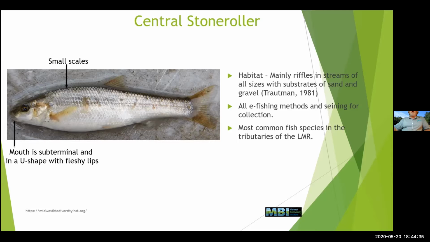We collect these. You can collect them at all sizes of streams with these type of riffles with gravel and sand, and you can collect them with the seine. We use electrofishing, and if you're really good at it, I guess microfishing is also a thing that you can collect them. A lot of people do that. Just basically hook and line, but you're targeting minnows, darters, the small stuff. And this is the most common fish that we have in our database for the Little Miami tributaries.